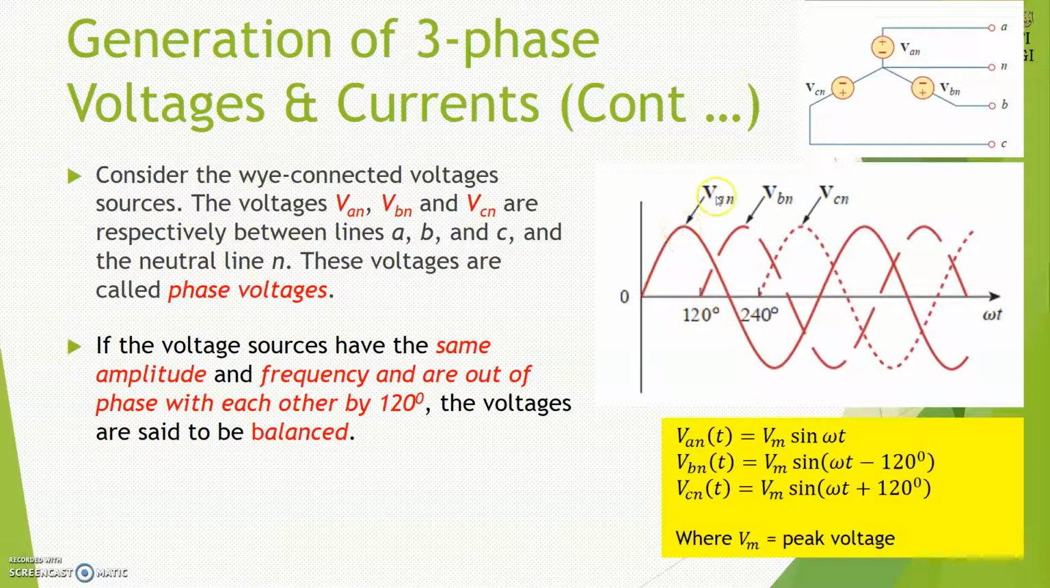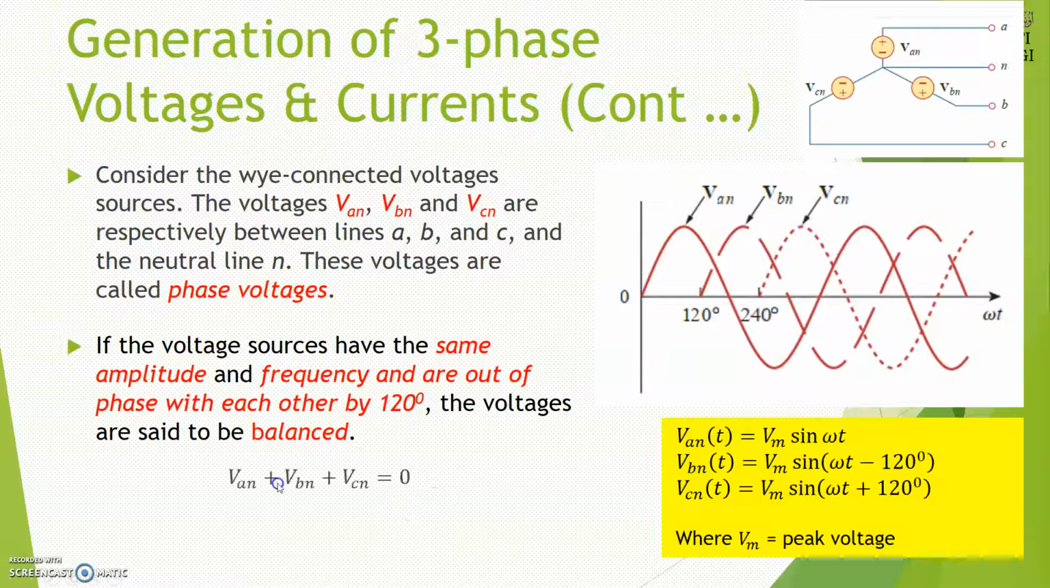Okay, so you see the difference between the VAN and VBN is 120. And then the angle between VBN and VCN is 120 as well. So 240 minus 120 is 120. If you have voltage sources that have the same amplitude and the frequency are out of phase with each other by 120, the voltages are said to be balanced. Meaning that in this situation we have a balanced three-phase system.